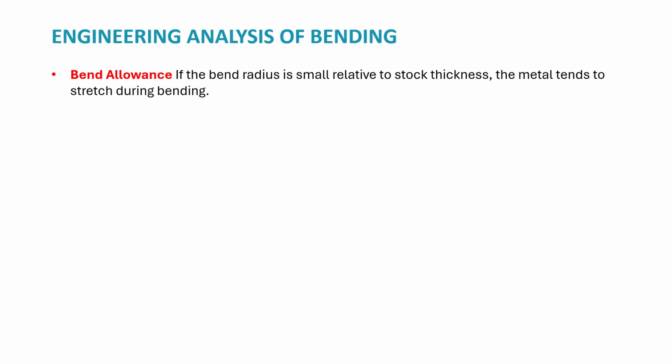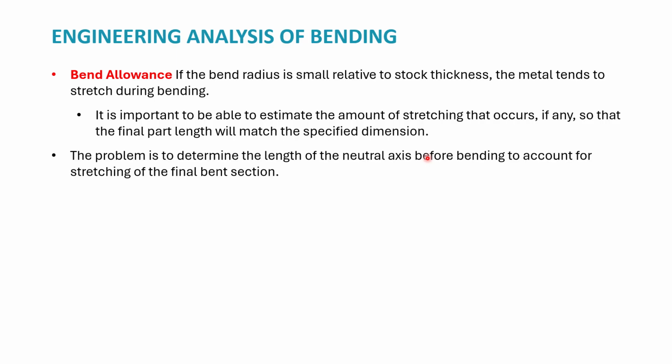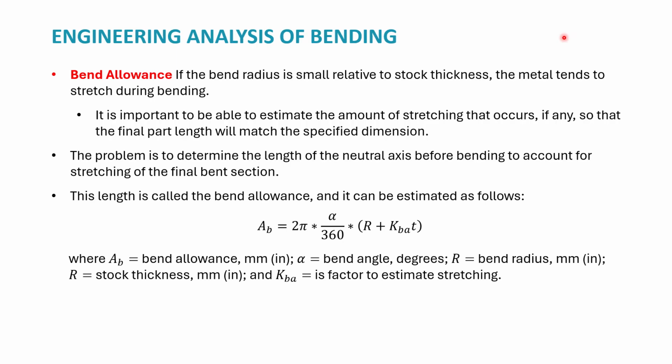So the bend allowance, as a definition: if the bend radius is small relative to the stock thickness, then the metal tends to stretch during the bending. It is important to be able to estimate the amount of stretching that occurs, if any, so that the final part length will match the specified dimension. The problem is to determine the length of the neutral axis before the bending to account for the stretching of the final bend section. The length is called the bend allowance, and we can estimate it as follows.